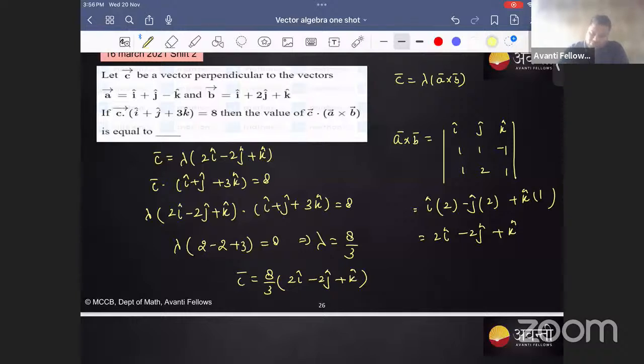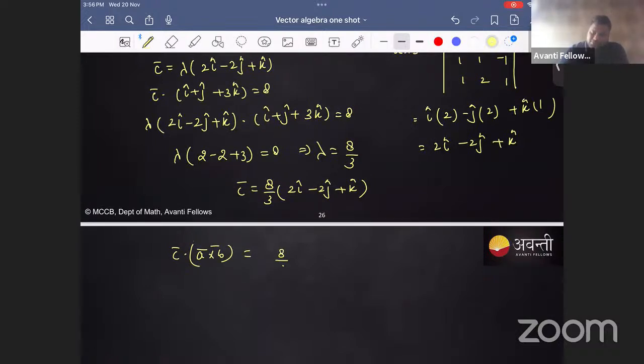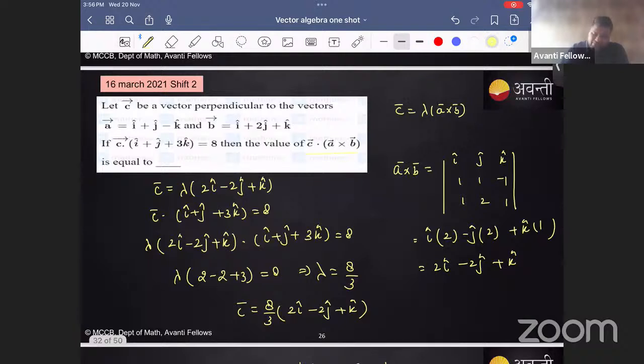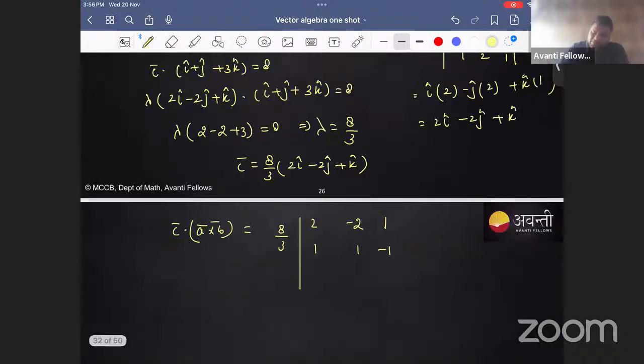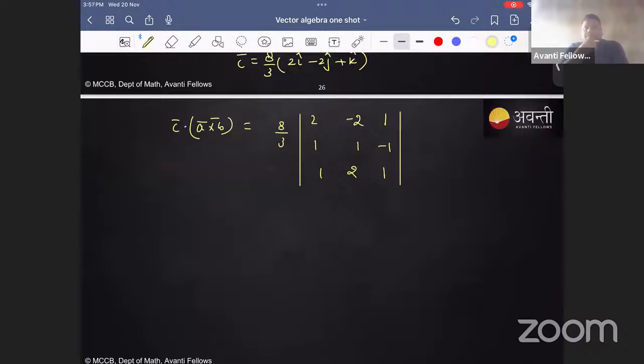Now what you need to do is C dot A cross B. You have to calculate C dot A cross B. That is box of ABC. So 8 by 3 times the determinant with C as 2, minus 2, 1; A as 1, 1, minus 1; and B as 1, 2, 1. This will be your box ABC. Am I clear?